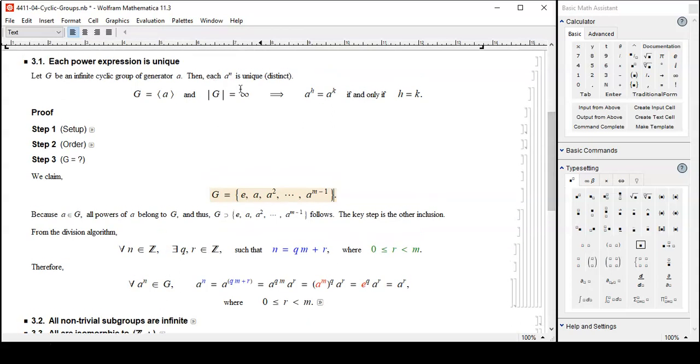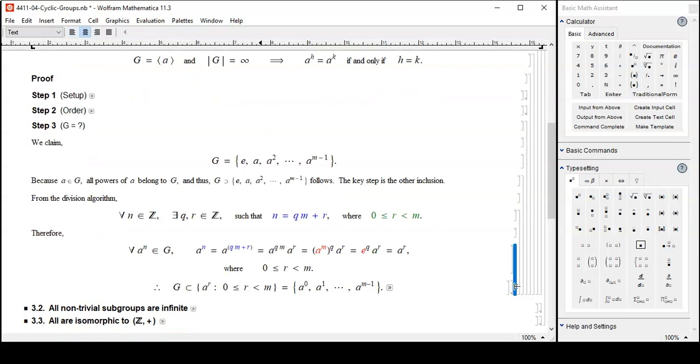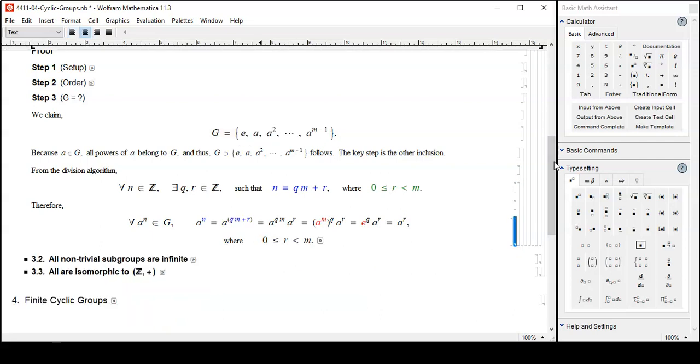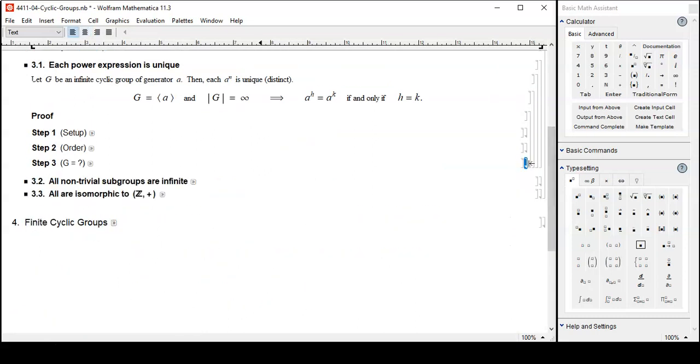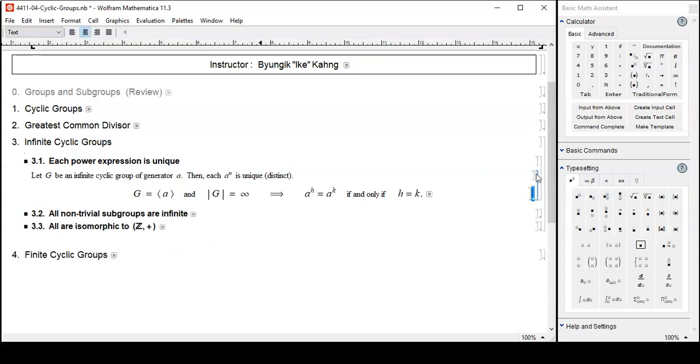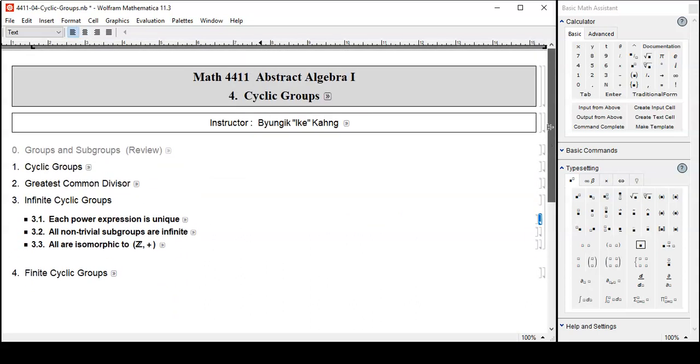We have a finite group, but that's a contradiction because we started from an infinite group. As a matter of fact, we can rigorously prove that this G has order precisely m because there's no duplicate among these either. You can actually prove it, but that's not what we are up to here. We got a contradiction and that's sufficient for us. And as for the more careful consideration of that, well, we'll answer that question in section 4 of this notebook when we deal with finite cyclic groups.